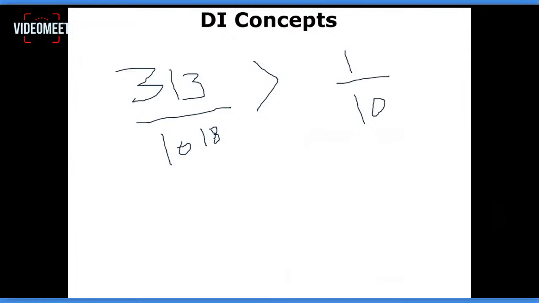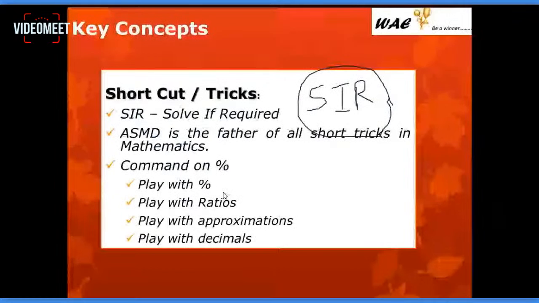We will always talk about ratios. In data interpretation, we will not solve unless required. For example, you have four options and you need to tell which one is the largest. You can tell it by seeing only. It is not required that you solve it. So the first concept of data interpretation is solve only if required. If it is not required, please don't solve it. Can you compare them? Can you take a judicious call? That is very important.